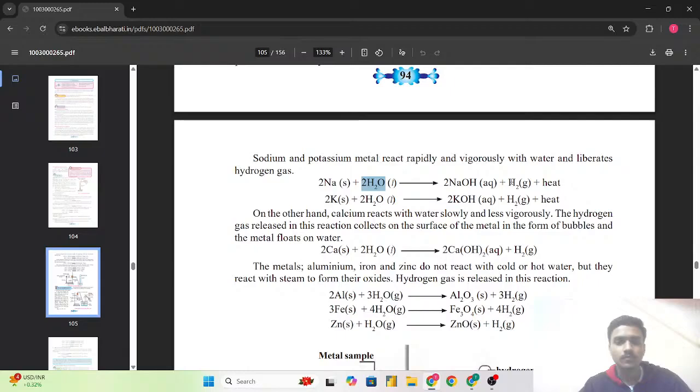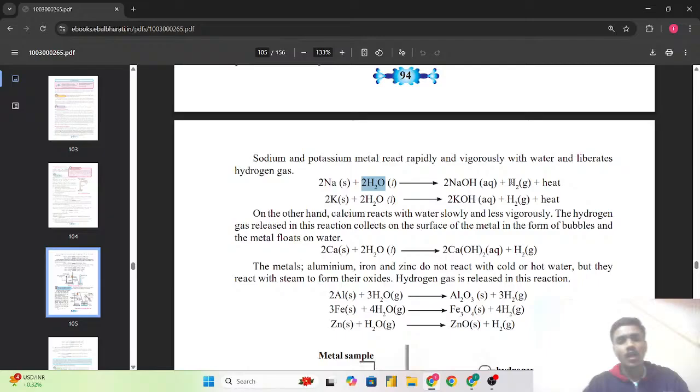Again, we have a second example of the reaction, that is, potassium reacts with water and leads to the formation of potassium hydroxide. Hydrogen gas is liberated along with the heat. From these two reactions we can conclude that when a metal reacts with water, it leads to the formation of hydroxide. That is, sodium reacts with water and leads to the formation of sodium hydroxide. Hydrogen gas is liberated and heat is given out.